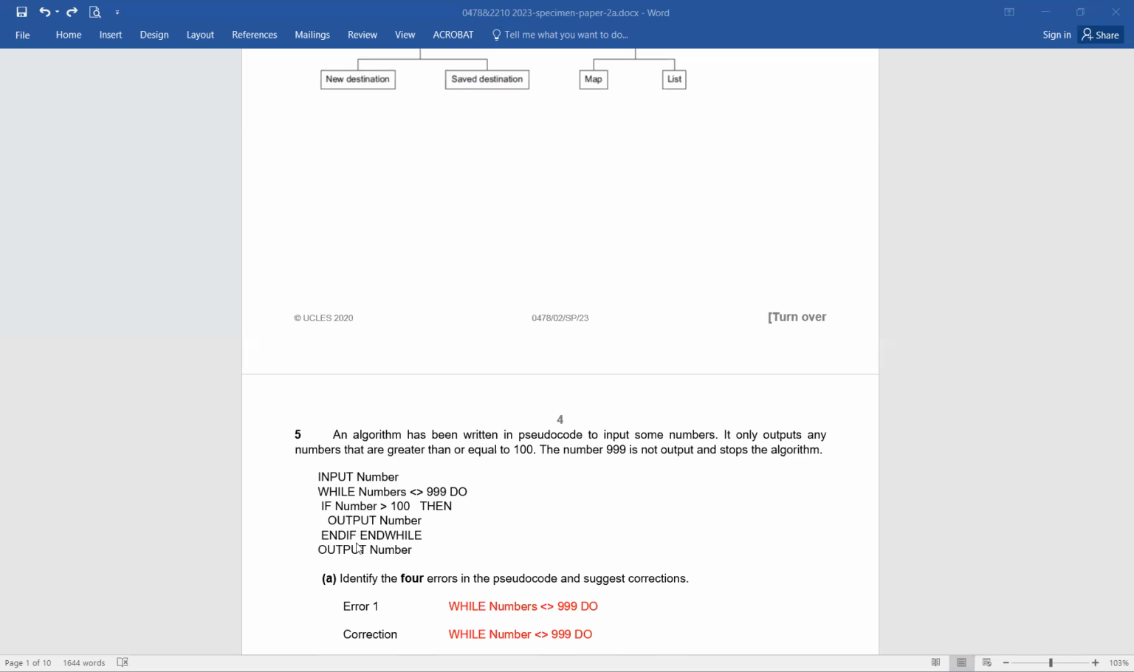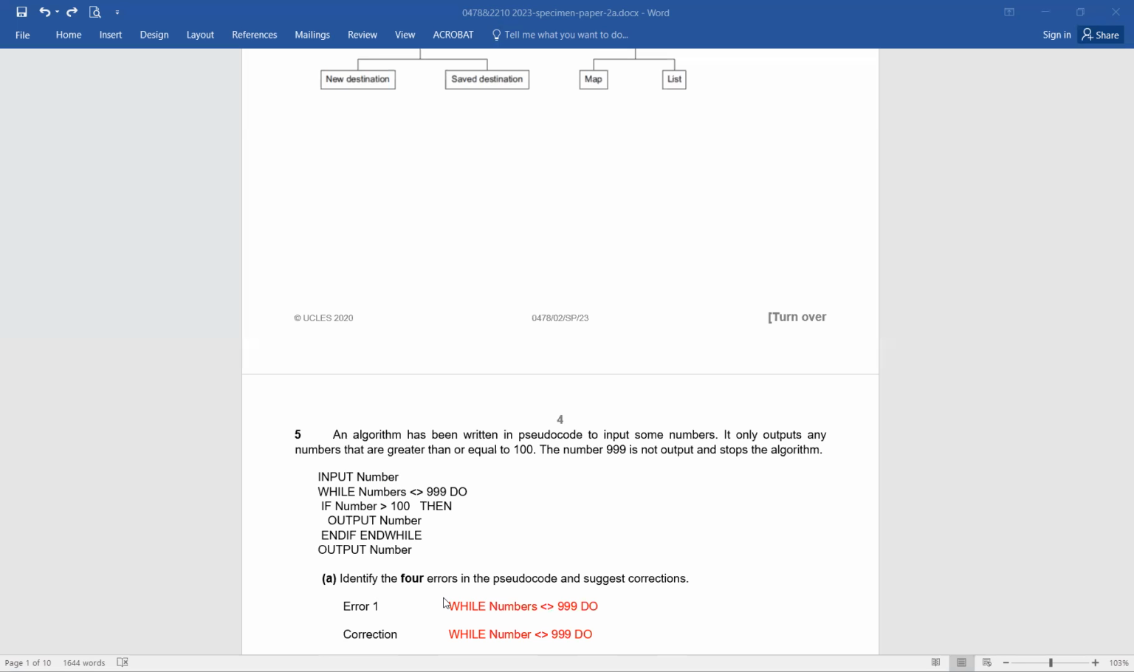Now this is my whole algorithm. If I'm asked to identify 4 errors in the pseudocode and suggest corrections, I go stage-wise. Input number, numbers, number. It means the input number line is correct. Line number 2, while numbers is not equal to 999 do. You can see here, the variable number should be used, which is not being used.